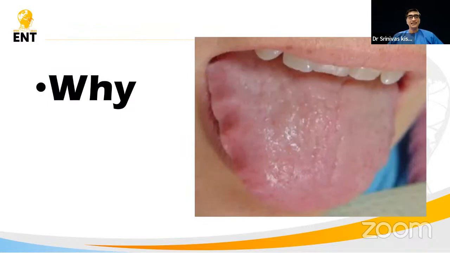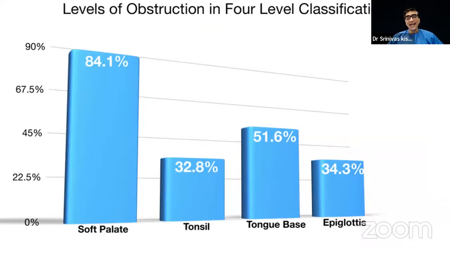But why tongue, right? If you look at DISE studies, you would know that even though the soft palate contributes to 84% of obstructions, the tongue base contributes to about 51% of obstruction. So this is definitely there. Even though you want to get away with not doing a tongue-base procedure, it's looking at you with a 51% incidence that there is a significant tongue-base obstruction. You have to deal with it.